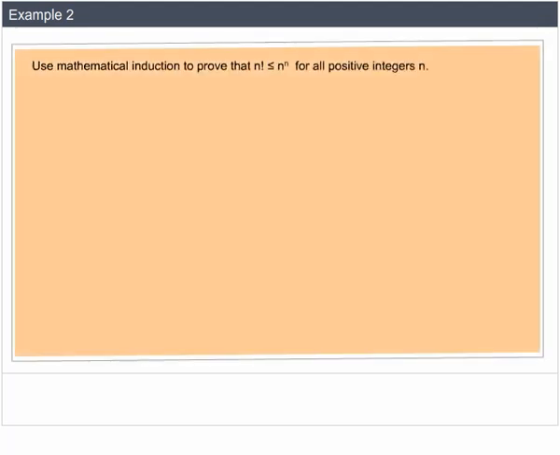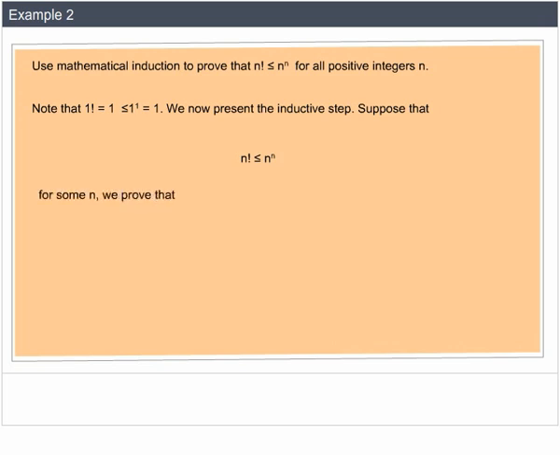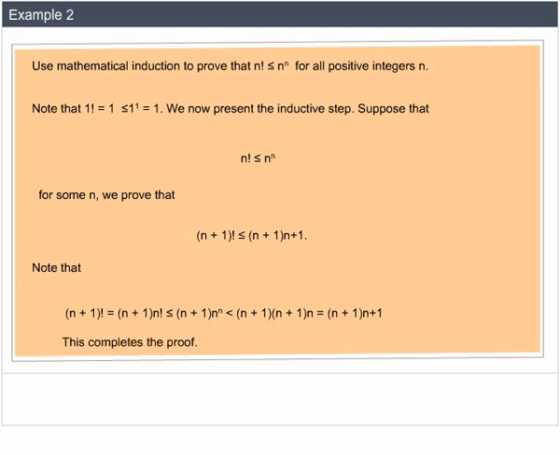Example 2. Use mathematical induction to prove that n factorial is less than or equal to n to the power n for all positive integers n. Note that 1 factorial equals 1, which is less than or equal to 1 to the power 1, equal to 1. We now present the inductive step. Suppose that n factorial is less than or equal to n to the power n for some n. We prove that (n+1) factorial is less than or equal to (n+1) to the power n+1. Note that (n+1) factorial equals (n+1) times n factorial, which is less than or equal to (n+1) times n to the power n, which is less than (n+1) times (n+1) to the power n, which equals (n+1) to the power n+1. This completes the proof.